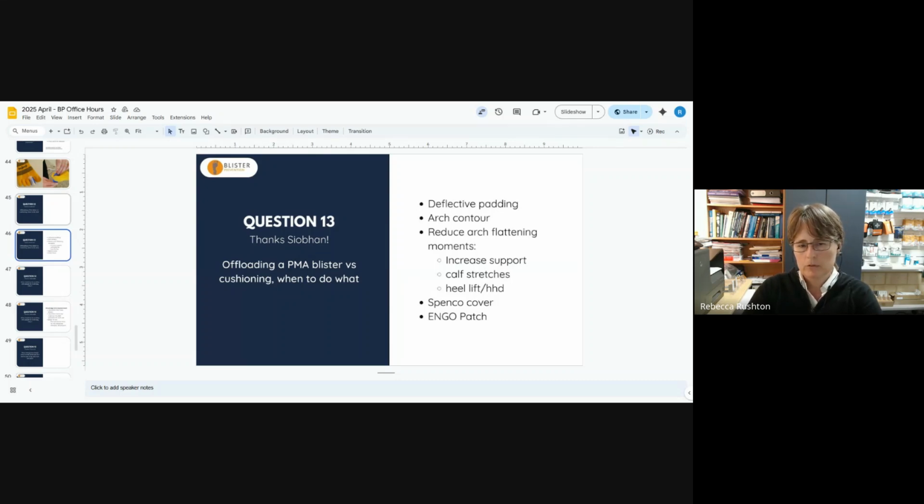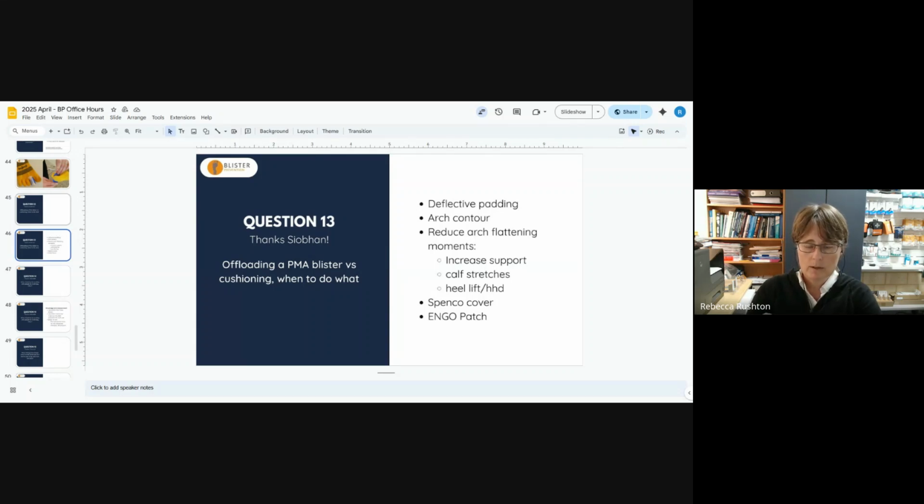You could be tempted to change the contour of the arch, so you could put a little divot in it by heating it up with a heat gun. You'll be tempted also to reduce the height of the arch, trying to reduce the pressure, but often that doesn't actually help. Really what we want to do is reduce arch flattening moments, and that can sometimes mean increasing the support of the orthotic. It might not necessarily mean increasing the arch area. Often you'll want to be getting the support more proximally than distally.